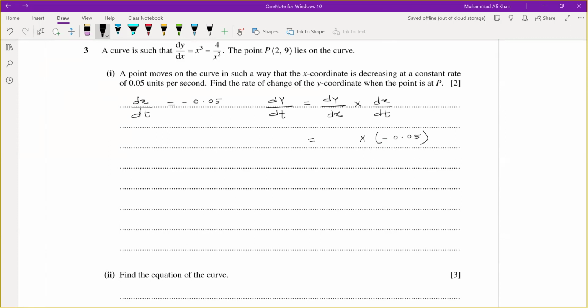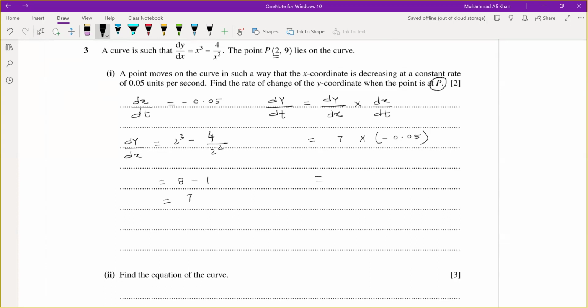How can we calculate dy over dx? dy over dx is given. If we put 2 in place of x, because the value of x is 2 and we need it at point P, it will be 2 cube minus 4 upon 2 square. So it will be 8 minus 1. It is 7. So here it is 7.